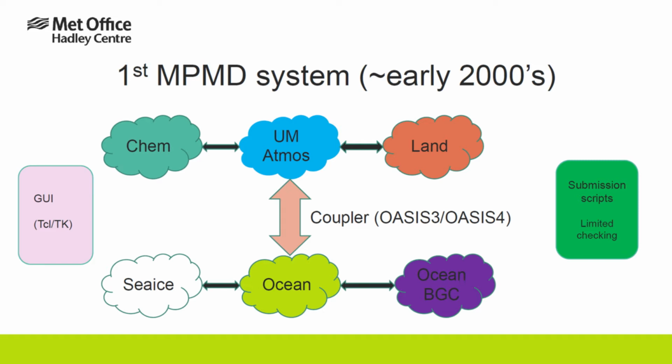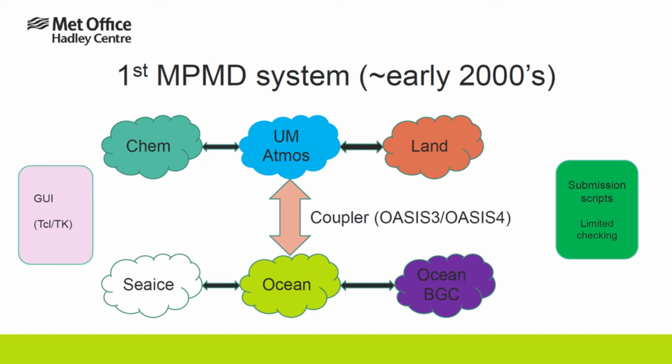Our first MPMD system came along in the early to mid 2000s. Again, this is where we introduced the use of Oasis 3. We had a separate Ocean CICE and Ocean BGC component, and a separate atmosphere, which is the Met Office Unified Model atmosphere. That also contained land and chemistry, etc. And at that stage, as you see on the left-hand side in the pink box, we had a GUI, which was quite a nice GUI, but it was based on Tcl/Tk.